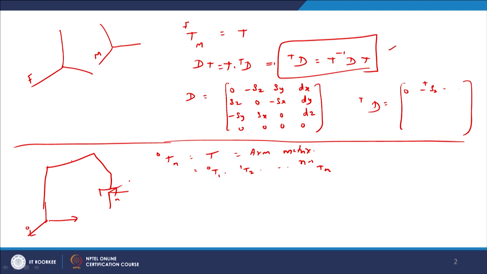This we have seen elaborately, and each matrix depends on the joint variables q1, q2, qn. If the ith joint is a revolute joint, then qi is called the joint angle. And if the ith joint is a prismatic joint, then qi is the joint distance. So these are the variables q1, q2, qn corresponding to an n-arm manipulator. Now the manipulator Jacobian is defined in the following way.